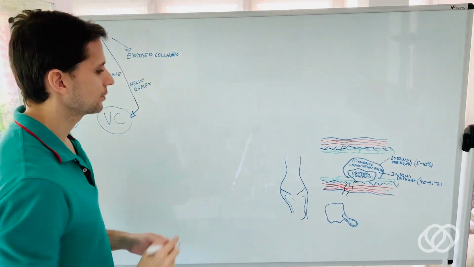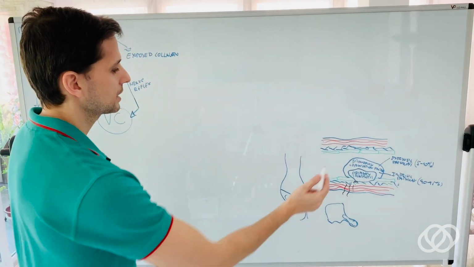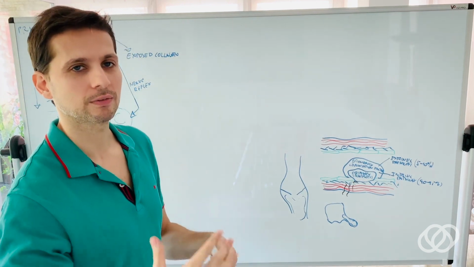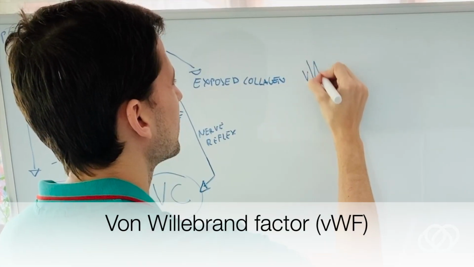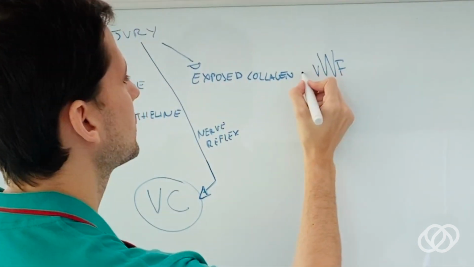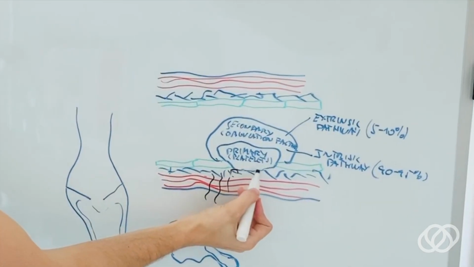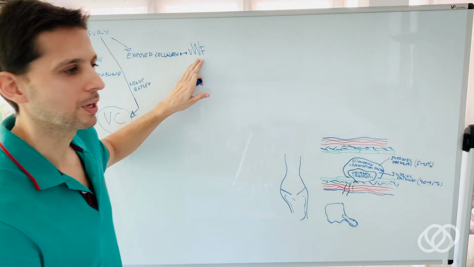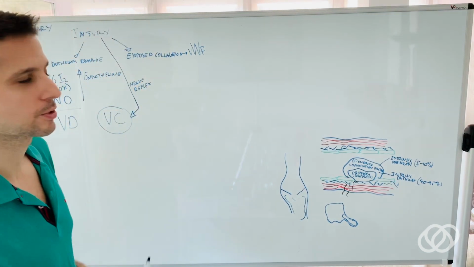After that, we know that there is some exposed collagen that we have here in blue. So when it gets in contact with the blood, we know that there are some factors traveling through the blood. One of them is called the von Willebrand factor. This von Willebrand factor gets activated when it gets in contact with this exposed collagen. And then the von Willebrand factor is the one that will allow the platelets to attach to this exposed collagen.